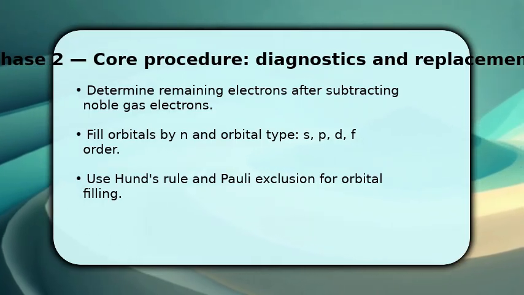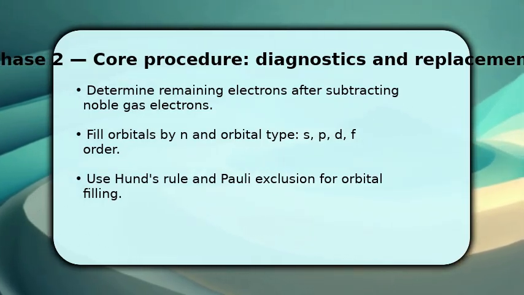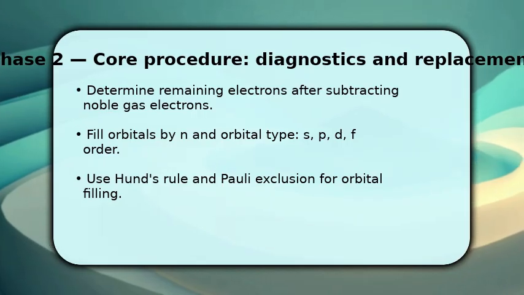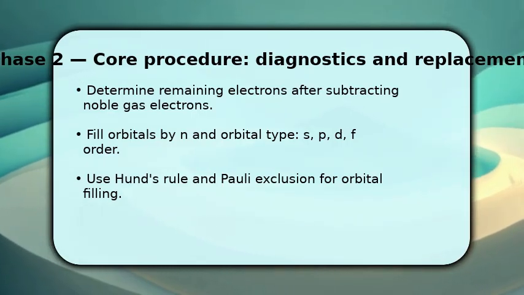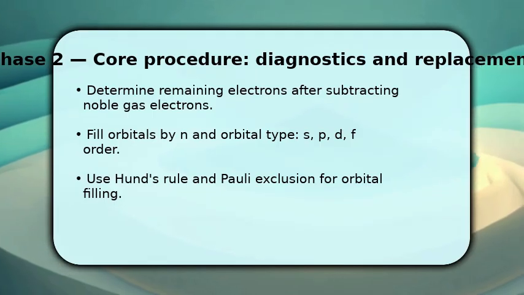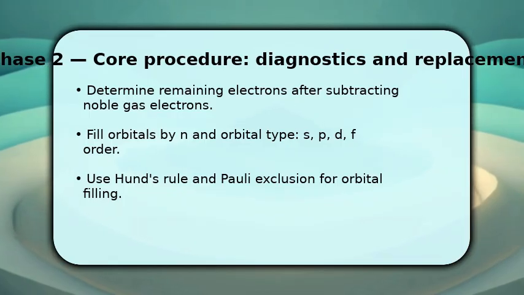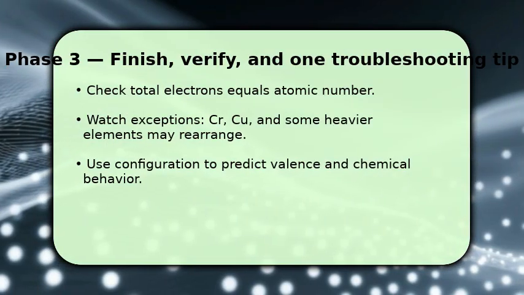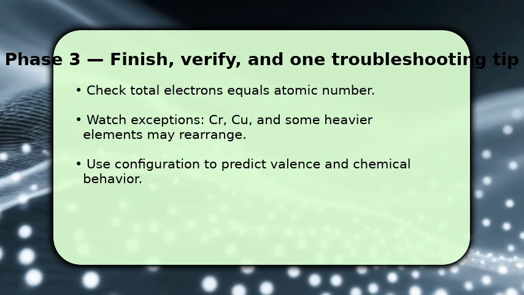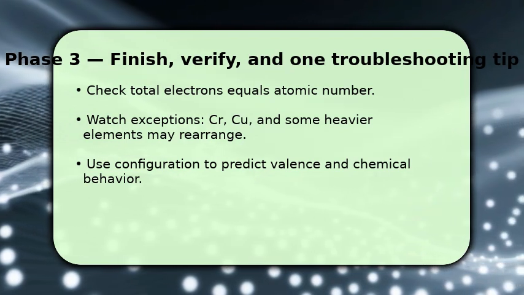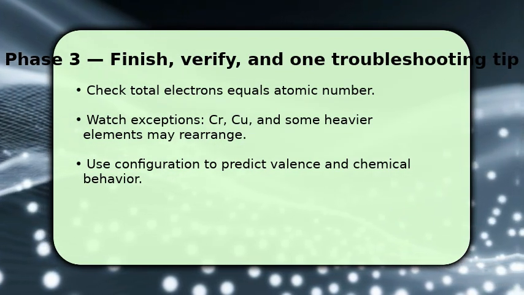While adding, follow Hund's rule and the Pauli exclusion principle, so electrons pair only after each orbital in a subshell has one. Once you reach the remaining electron count, stop. That completes the shorthand configuration. Finally, verify the shorthand adds up to the element's atomic number. Recount electrons in the noble gas core plus the orbitals you listed.